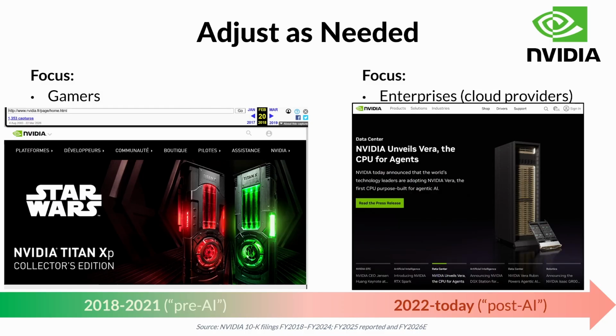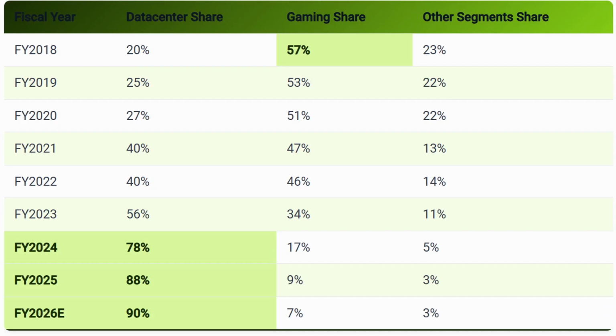Take a look at nvidia.com today, as of June 2026. Let's look at the keywords here. Data center, agents, AI. Every single clickable link on the front page as of June 2026 has to do with AI or data centers. Zero mentioning of gamers or gaming. Why? Well, I just showed you. That's where the money is.